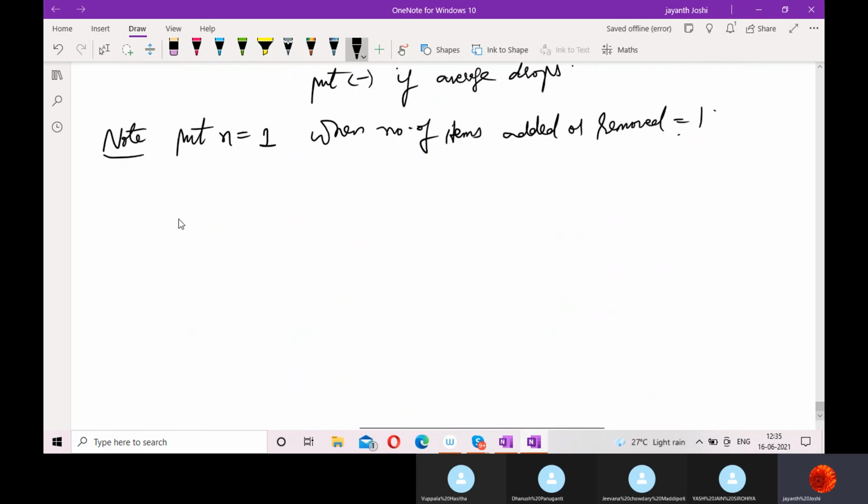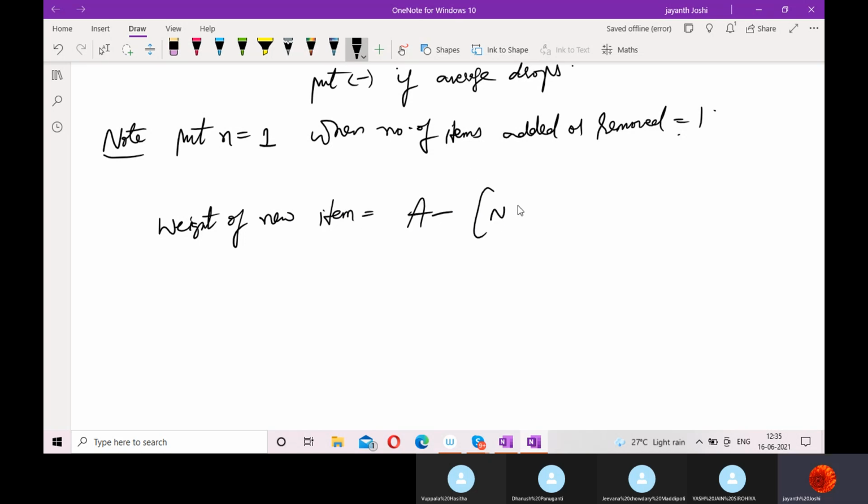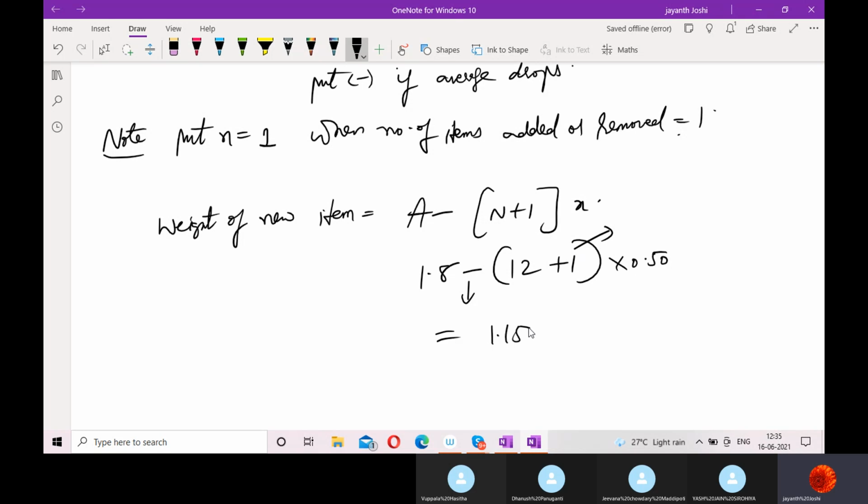So now we will find out the answer for that. Weight of new item is equal to A minus n plus 1 into x. So A is the average already given. Our average is dropping, that's why we are putting minus. N is nothing but already you have 12 parcels plus 1, because one item is what we are adding. That's it. One new packet into 0.50. So your answer would be 1.15 kg if you solve.